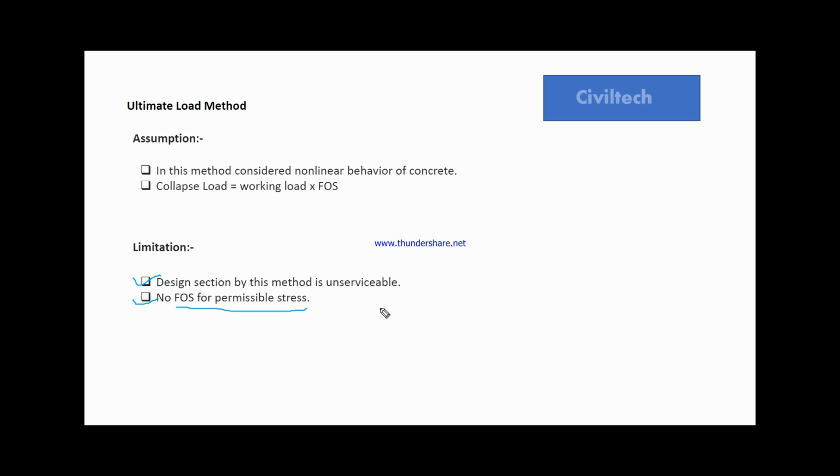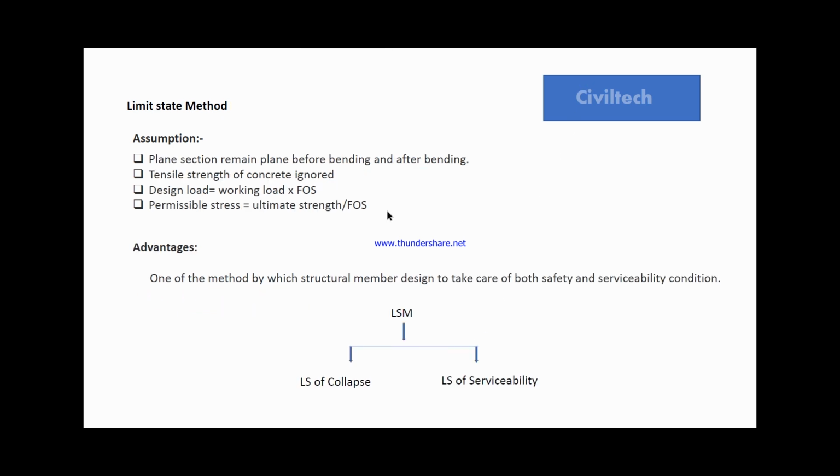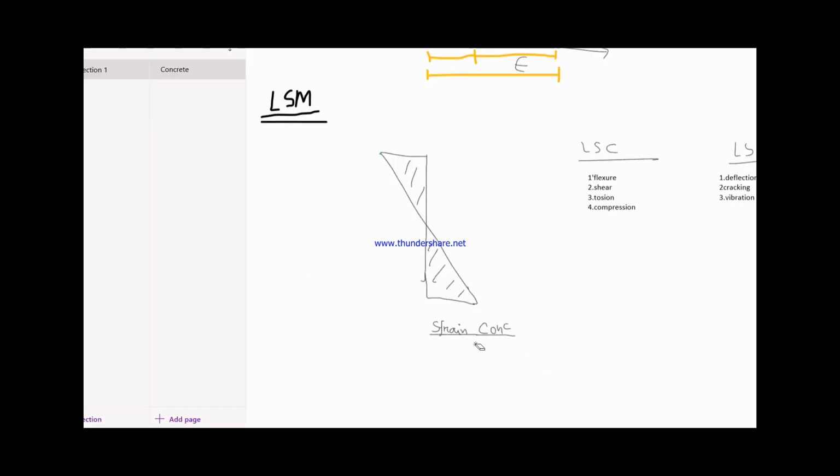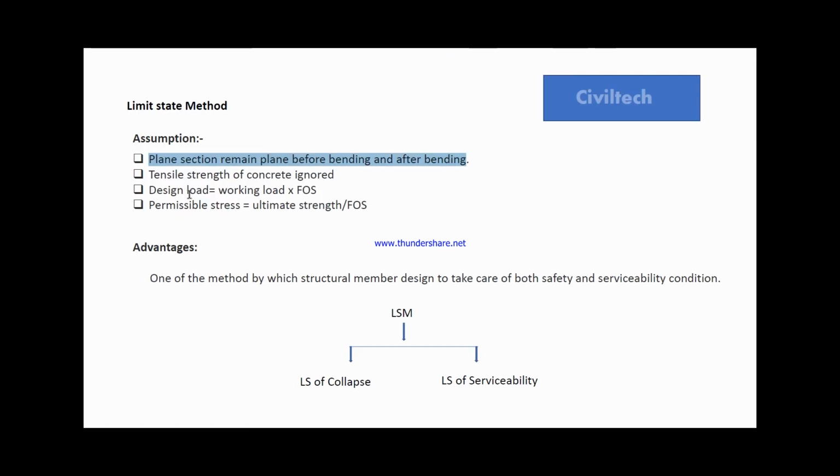Now we are going to discuss the limit state method. Under the limit state method, first assumption, plane section remains plane before bending and after bending. It means if I draw the strain diagram of concrete, we can see it linear. The next assumption is that tensile strength of concrete is ignored. That means we are considering only the compressive strength of concrete.